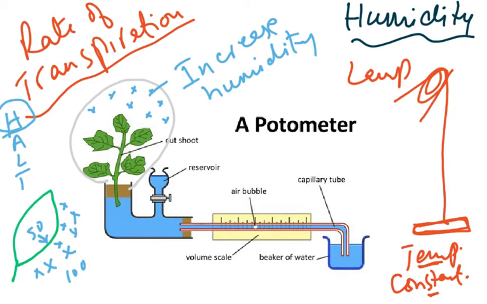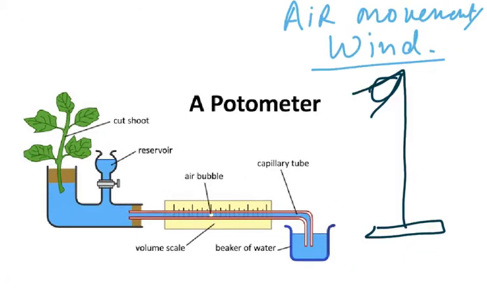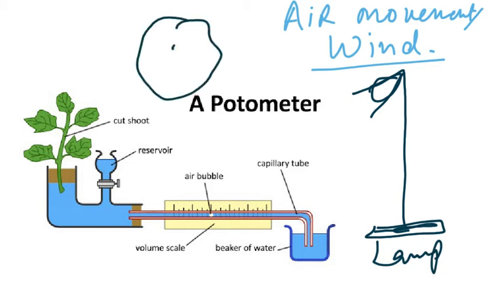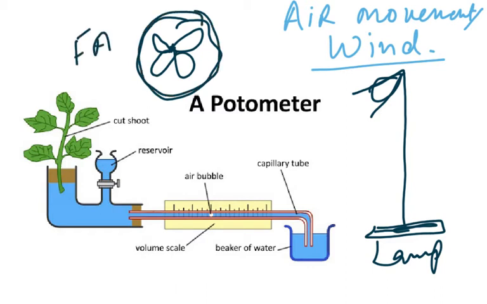Now in the next one we're going to study air movement, and that is having some sort of a fan which is going to produce air movement or wind. The second factor that we're going to study is air movement or wind. So you're going to place a lamp. The lamp is going to be at a fixed distance, but what you're going to now place is a fan. I'm sorry, I can't make a very nice fan, but the fan is going to be at a certain distance from the plant. You'll have to do an experiment with the fan and one without the fan. So one fan present and one no fan. And then you note the movement of the bubble.